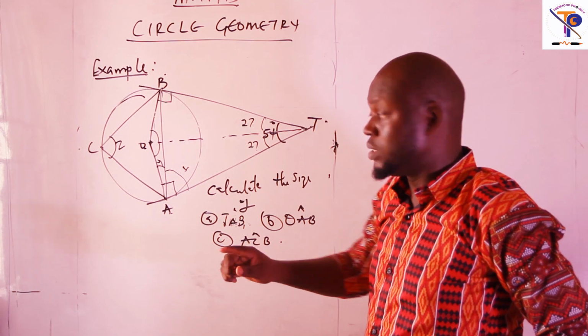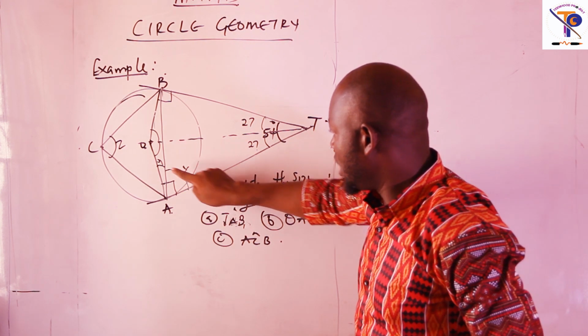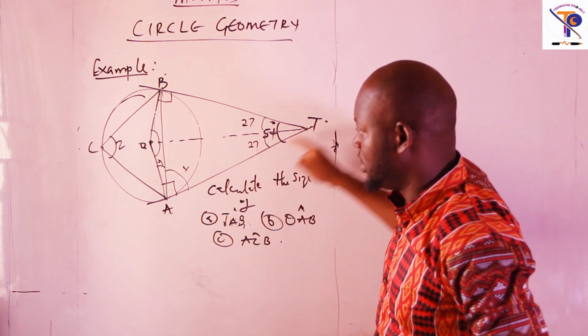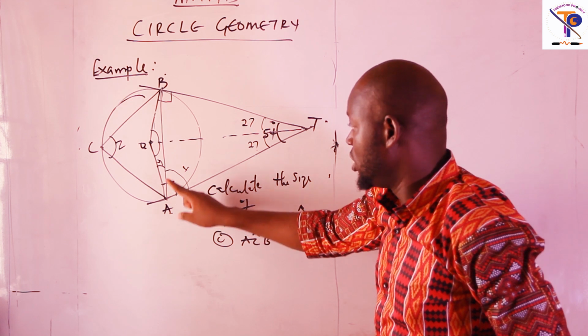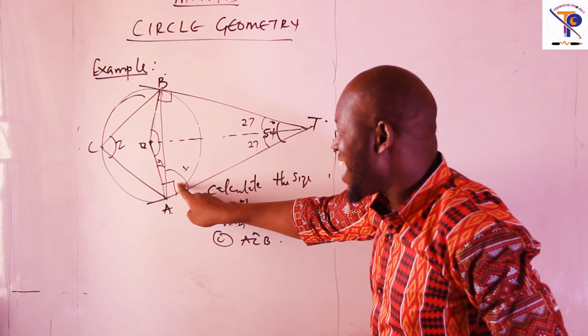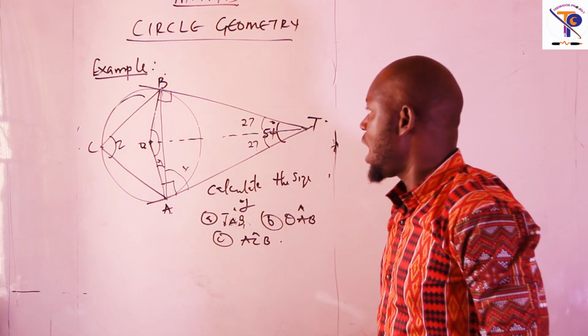Let me repeat this. We were asked to find TAB. That means this angle. It is not angle OAT. It is not the entire angle here. The OAT is obviously 90 degrees. So the addition of y and x gives you 90 degrees, as you can see. So we are looking for y. How do I get y?